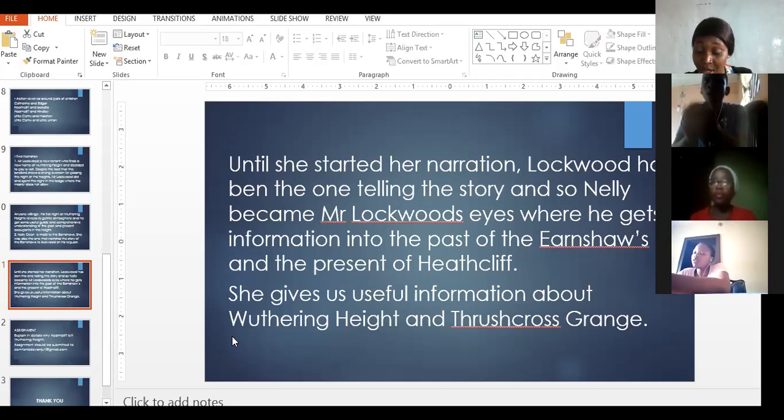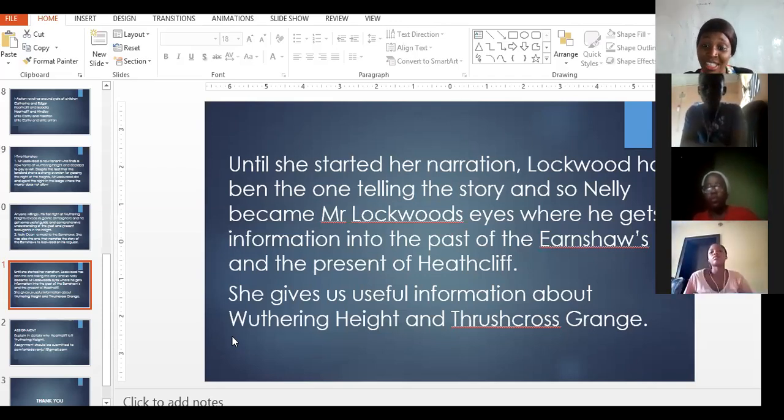Did you read that part, Deborah? No, ma. There was a time he went to visit Heathcliff, I think the second or the third time, or when he became a tenant, and he finally met Nelly Dean. Nelly Dean served him tea. Read through the summary or read through the text again. Nelly Dean served him tea.